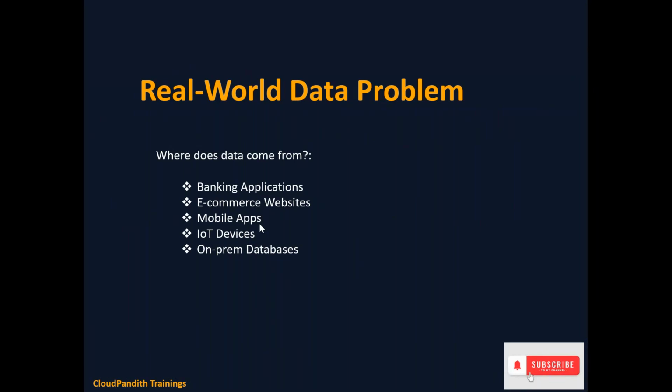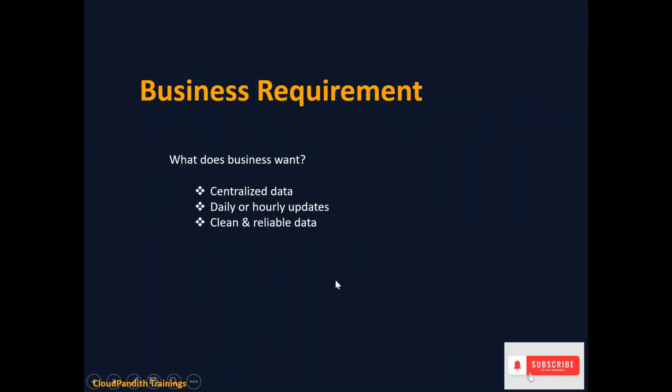Now, what does the business require from this data? Let's understand. If we analyze business requirements, the business wants centralized data. They want daily or hourly updates. They want clean and reliable data. Let's deep dive into each of these points. Centralized data means the business wants all the data in one central place instead of data being maintained in different systems in different places. They want to get all data into a centralized place. This makes analysis and reporting easy.